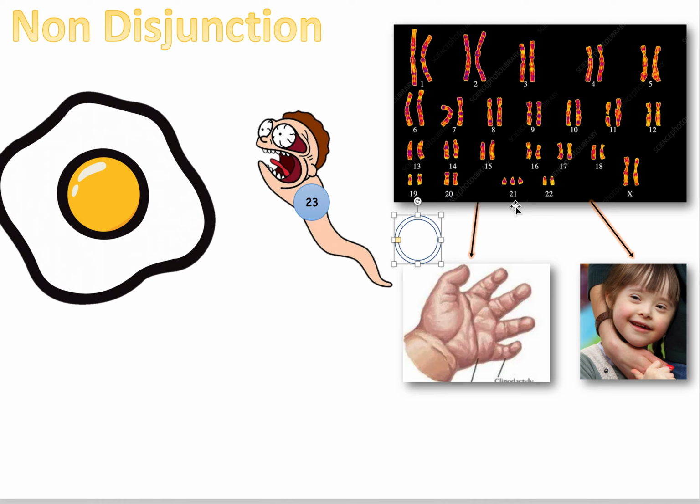A synonym for trisomy 21, so when there's 3 chromosomes on the 21st chromosome, would be called Down syndrome. So when you have 3 chromosomes on another one, it's another disease. So when it's on the 21st chromosome, it's called Down syndrome, okay?